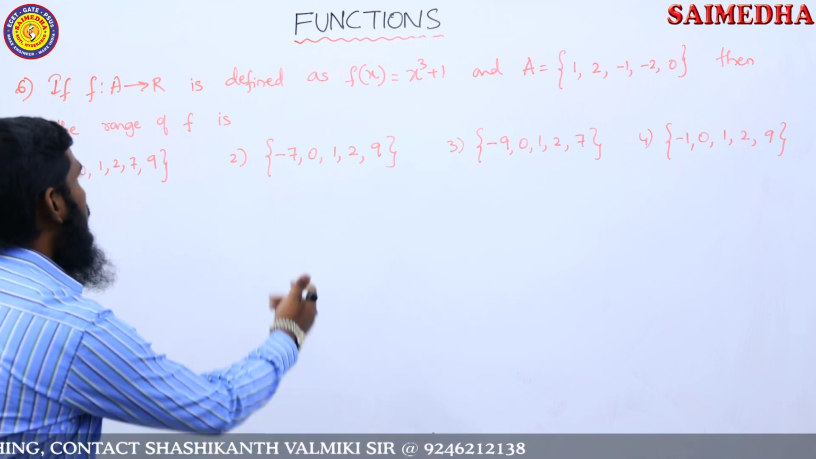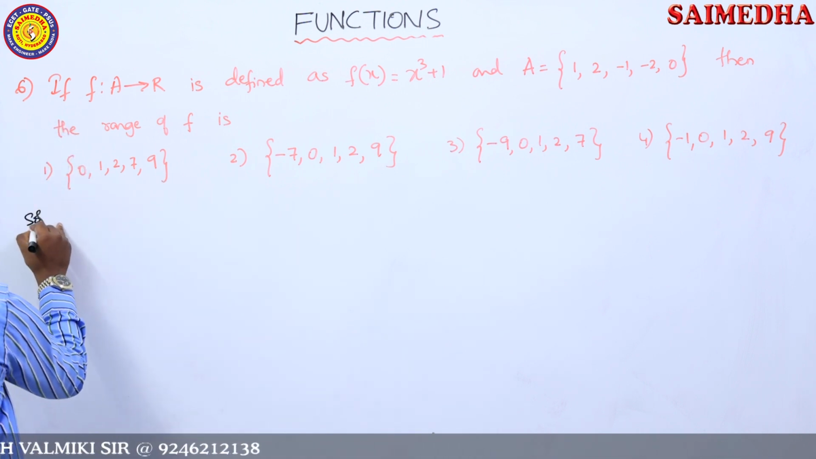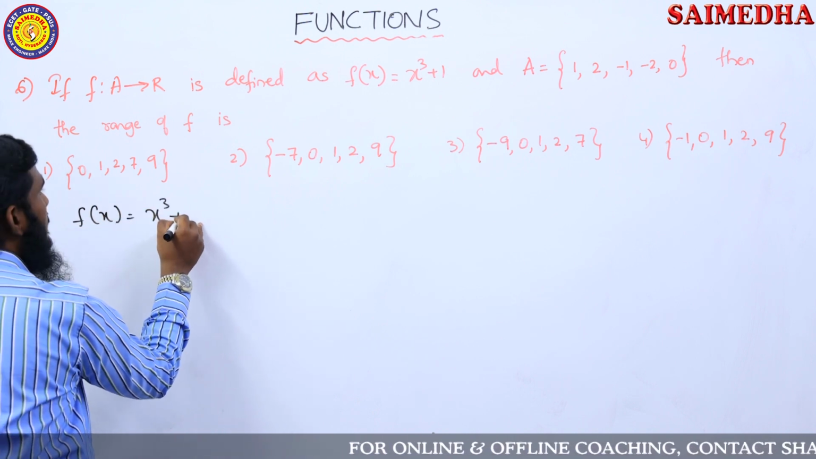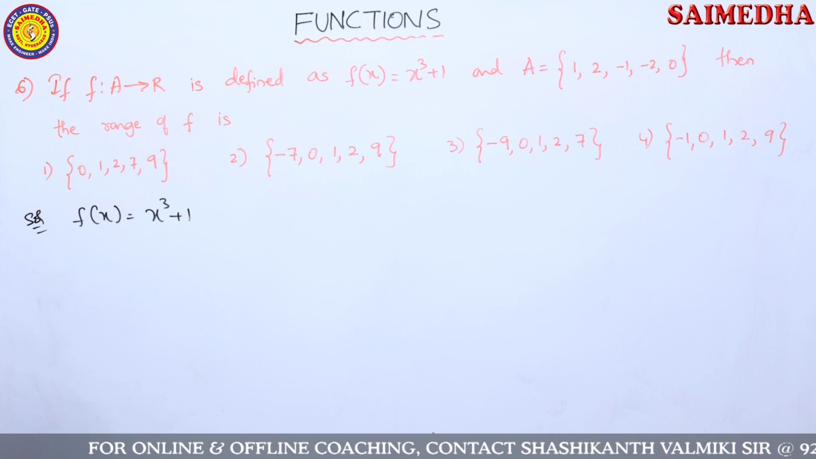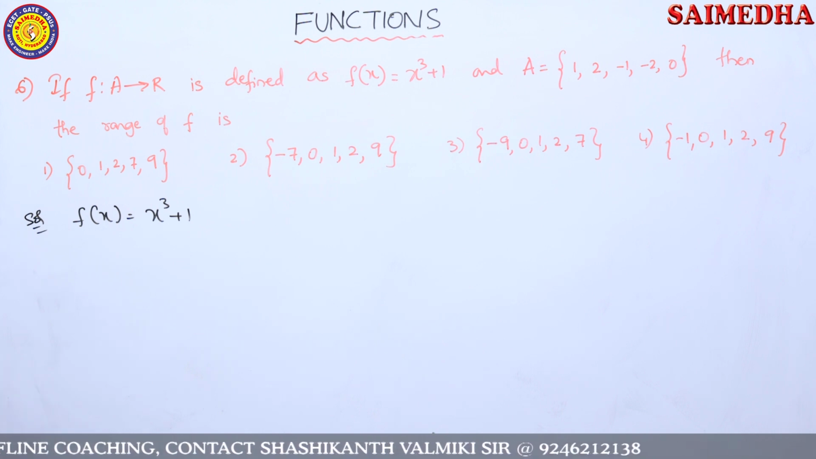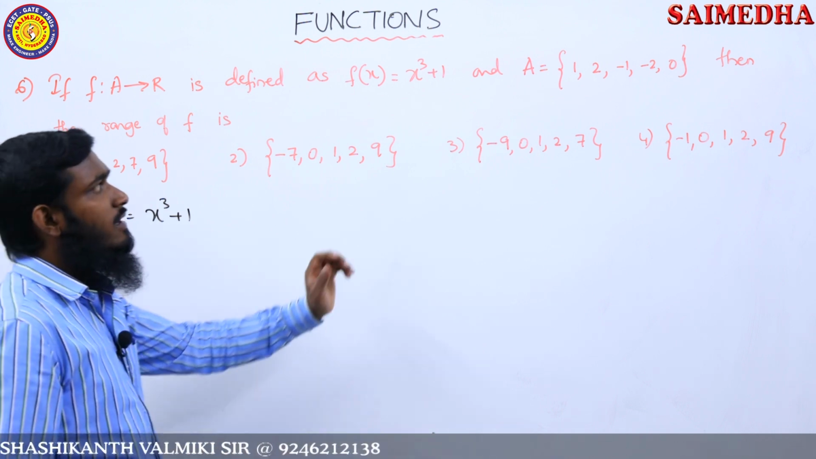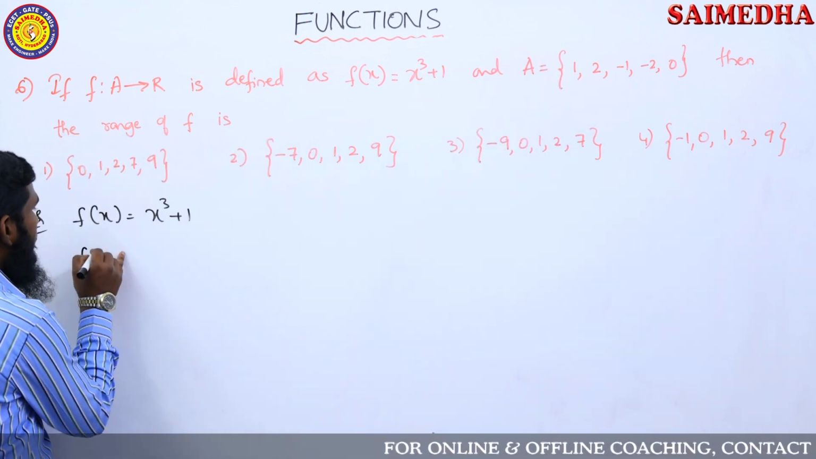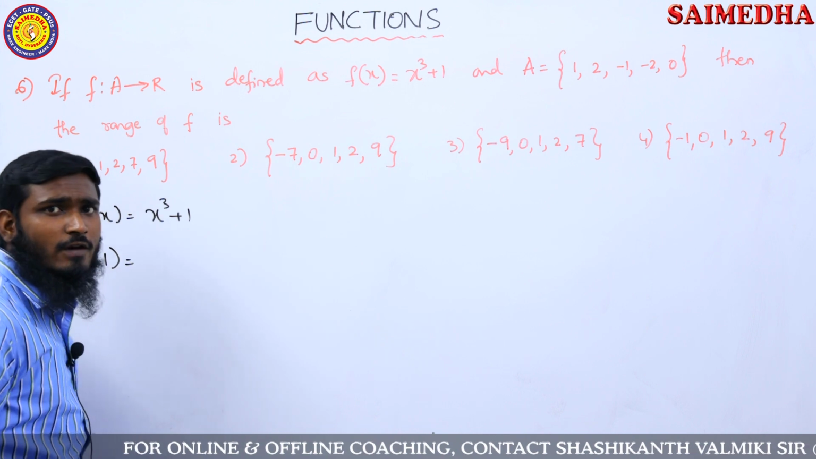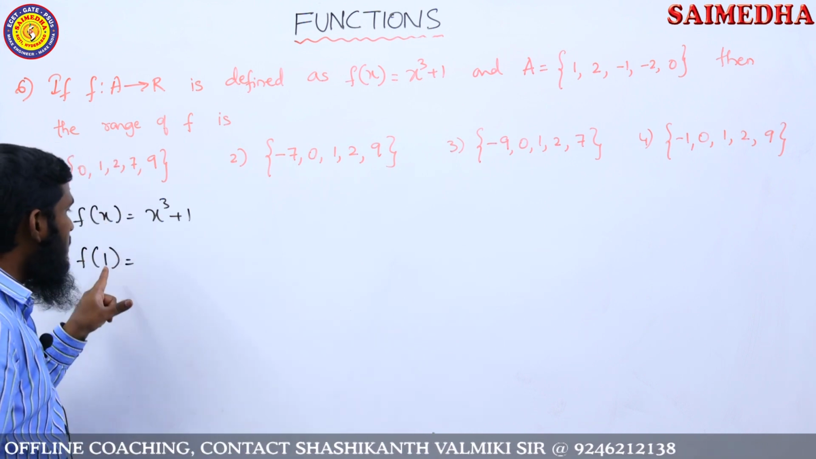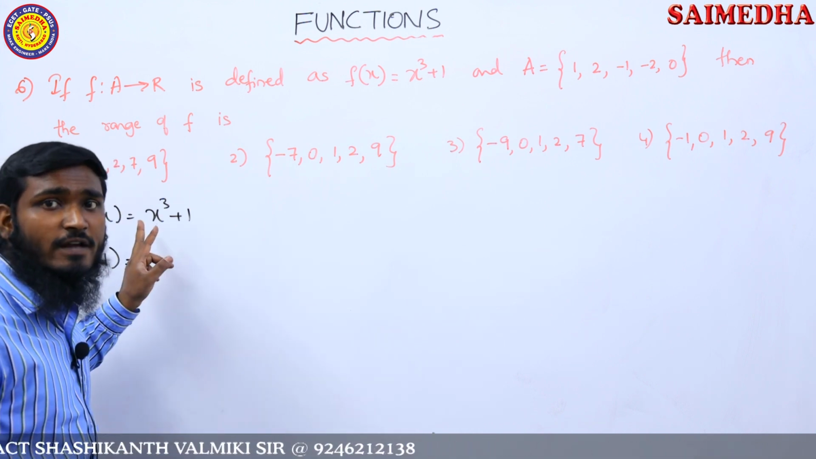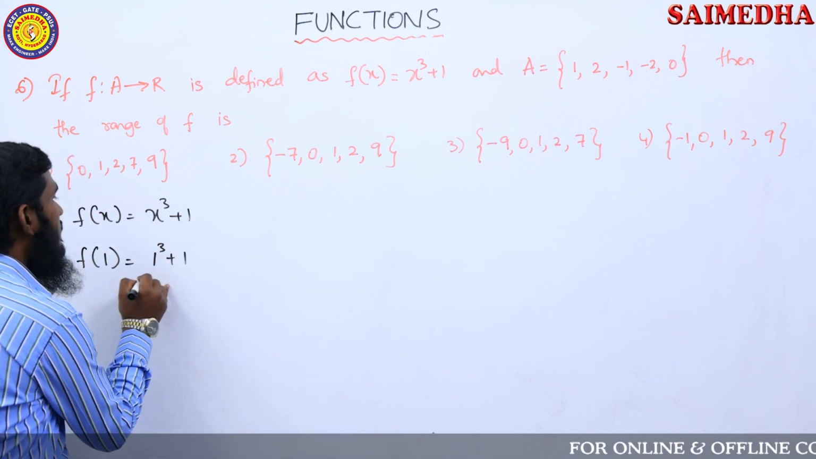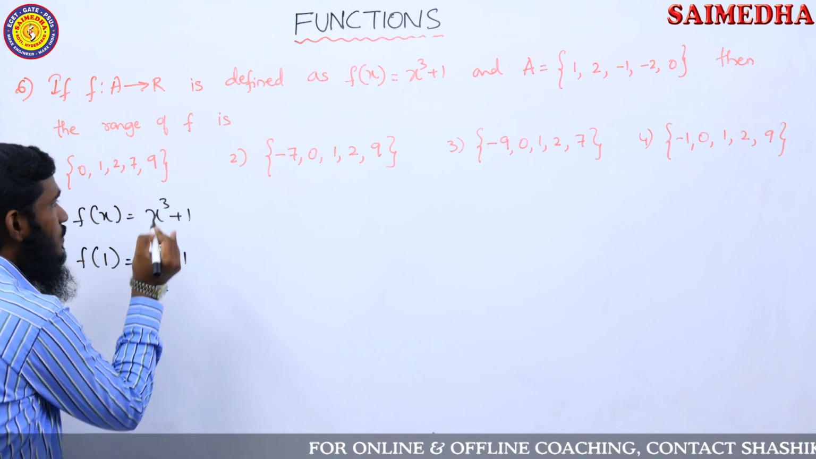So let us write the function f of x equals x cube plus 1. First we substitute the value 1. So f of 1 means in the place of x we have to write 1, that's it. So 1 cube plus 1 equals 1 plus 1, which is equal to 2.